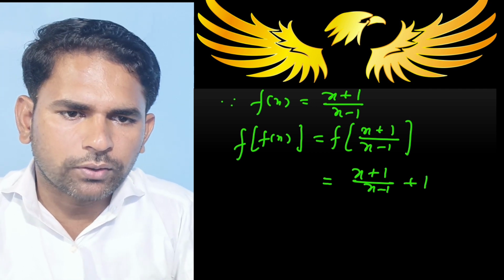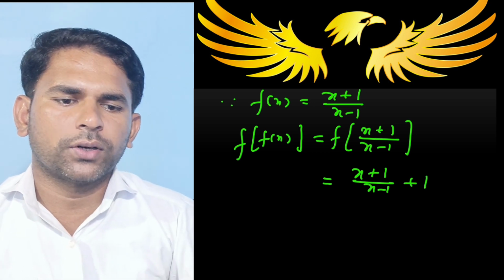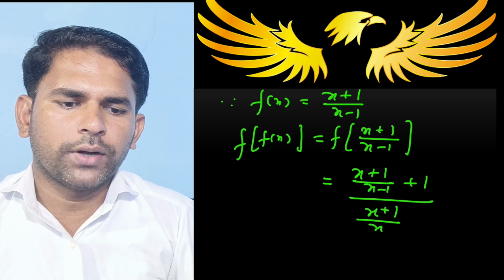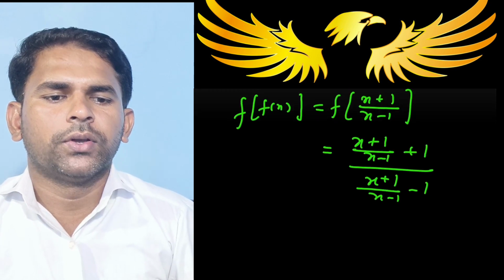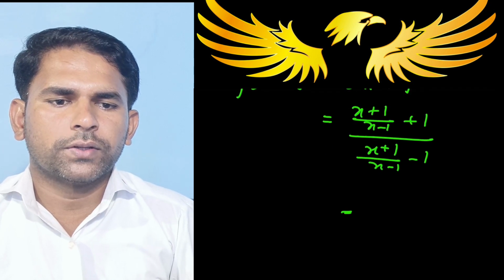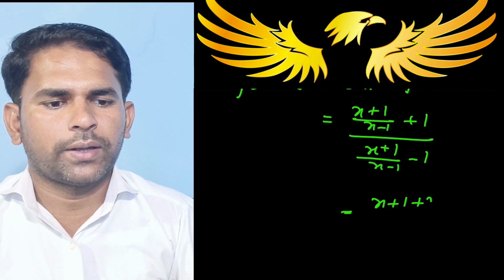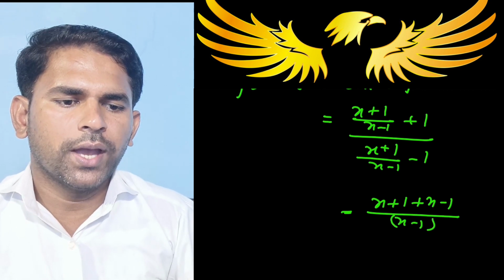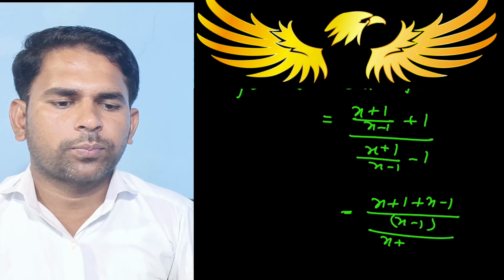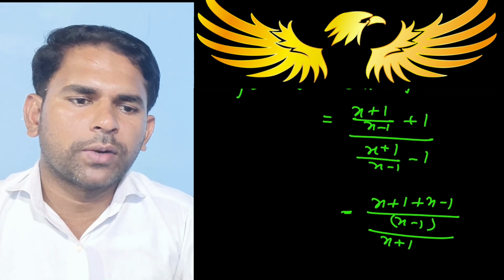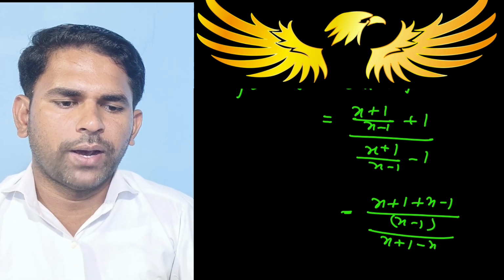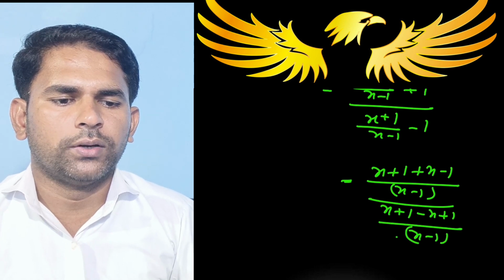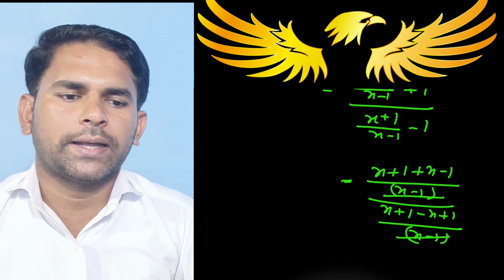Plus 1 in the place of this x. Similarly, downside also x plus 1 upon x minus 1 minus 1. So now you can solve this one. When you solve this, you will get x plus 1 plus x minus 1 divided by x minus 1, and whole divided by x plus 1. This x minus 1 multiplied with minus 1 will give minus x plus 1 divided by x minus 1. So x minus 1 will be cancelled.